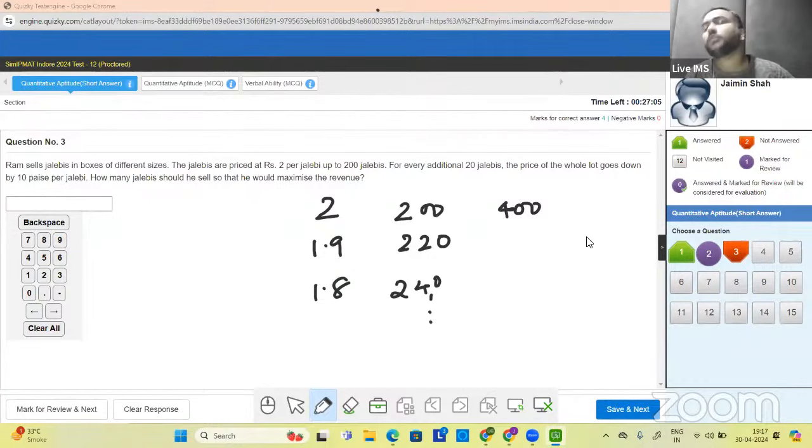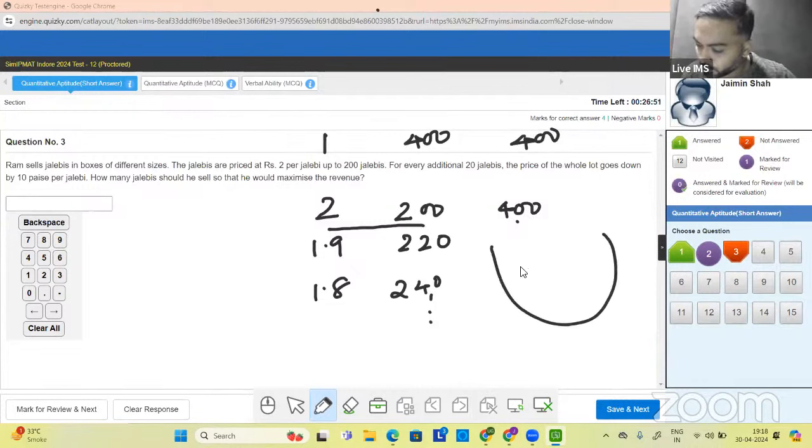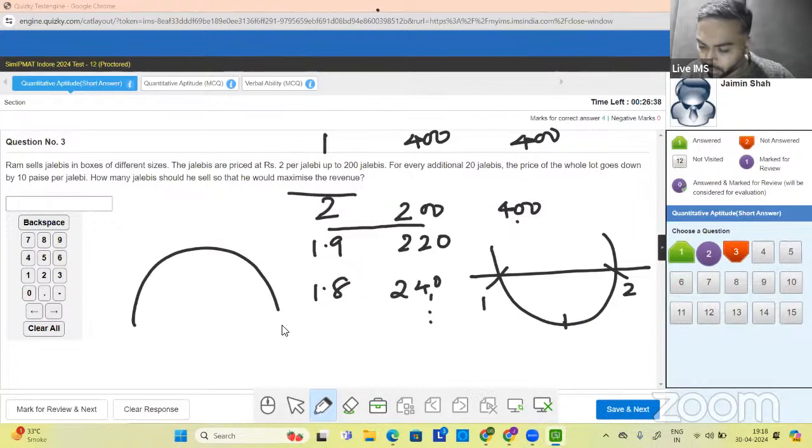Fine. So I will just figure out 1 into 200 is 200, 2 into 200 is 400. 1 into 400 is also 400. So I know it's a quadratic kind of a thing. So the graph would be like this. Okay. And the value will be 400 at 1 and 2. Okay. So at this point it would be maximized. So maybe the curve would be like this.